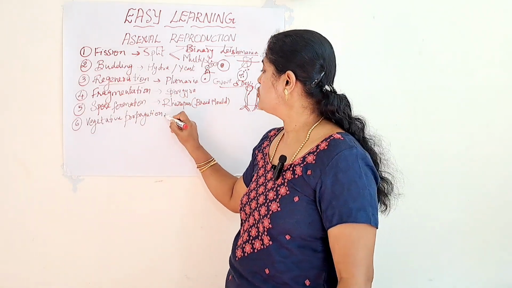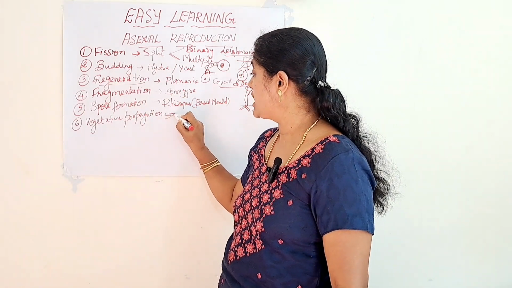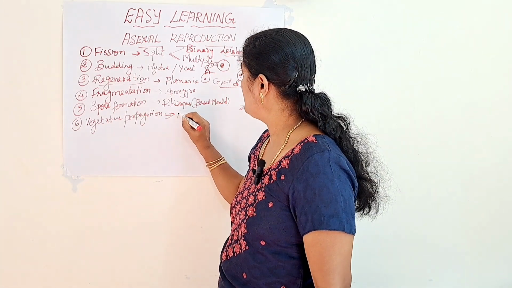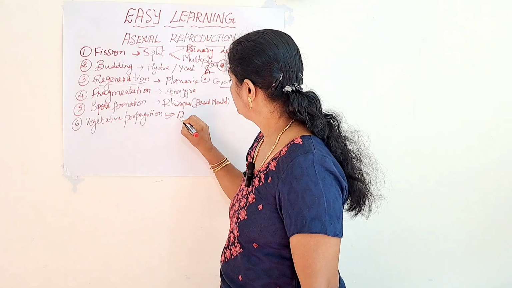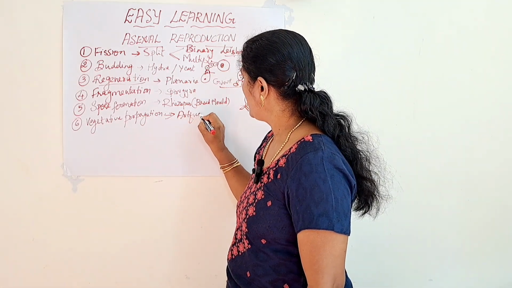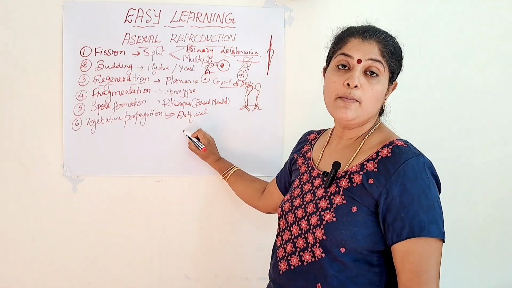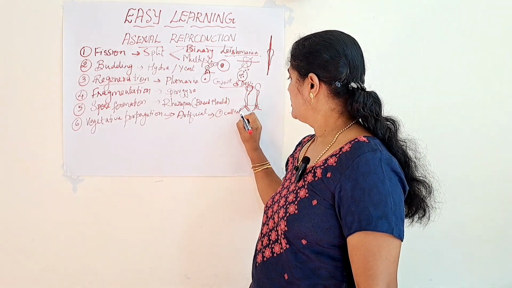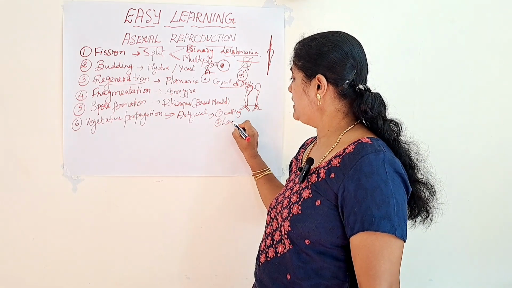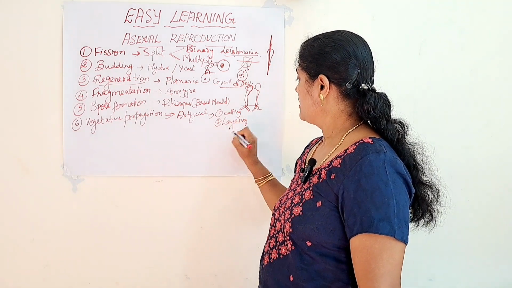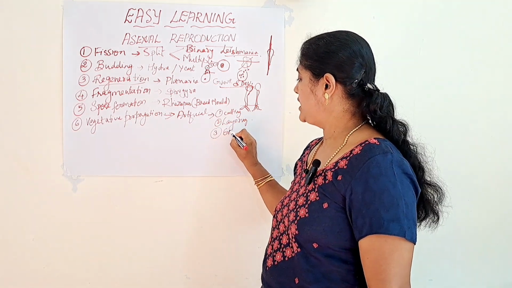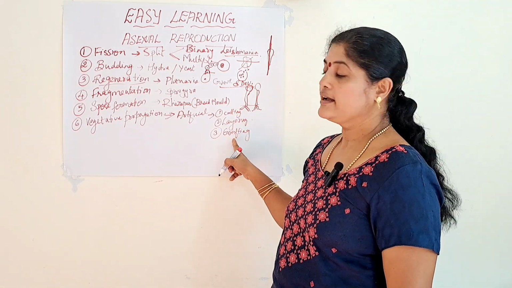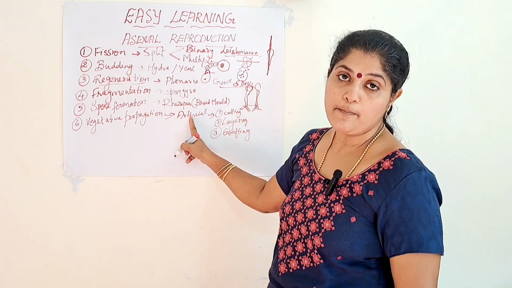Mainly based on this artificial propagation, when we are talking about artificial propagation, under that you have to study three main methods. First one is cutting. Second one is layering. And third one is grafting. So, cutting, layering and grafting. These are the artificial propagation methods.